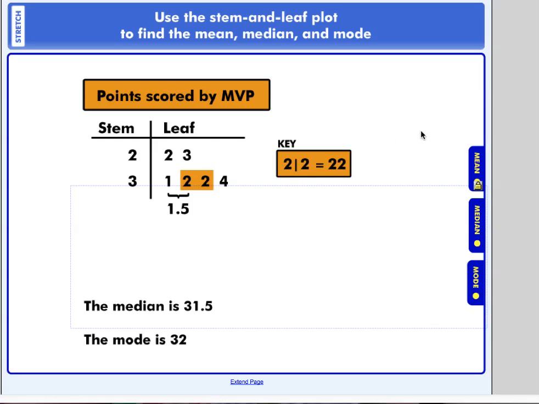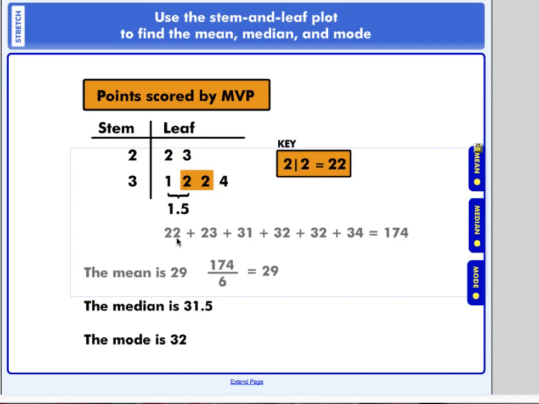Now to find the mean, of course we have to do what we always do: add up all of the numbers and divide by the number in the set. Here's all the numbers in our list. 22 plus 23 plus 31 plus 32 plus 32 plus 34 equals 174. We can do that on our calculator. There's 6 entries, so we would do 174 divided by 6, and the mean is 29.